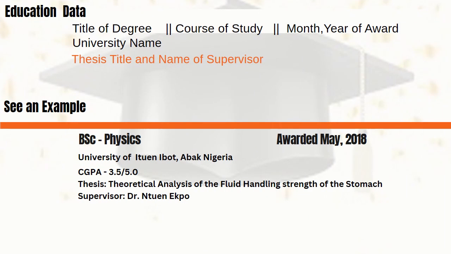The next item on your CV is the education page, not the about data page, please. The education page has a style too that you must adhere to. One, it has the title of your degree, followed by the name of the course, followed by the month and year it was awarded to you.